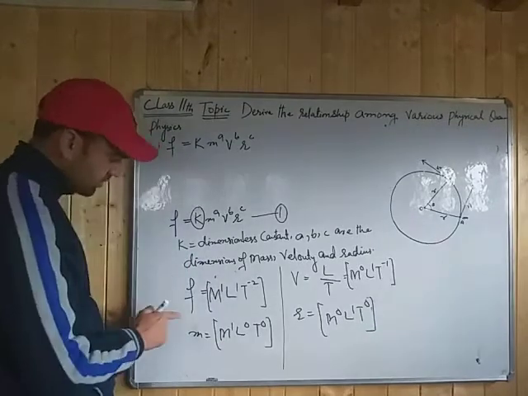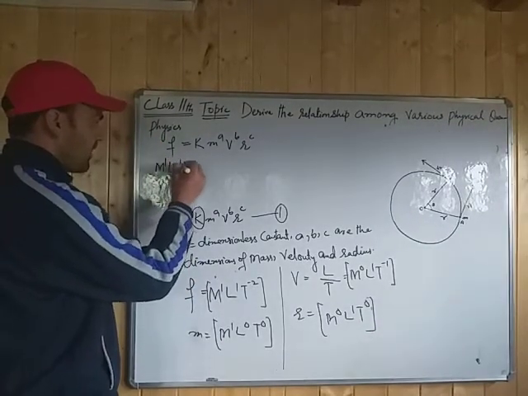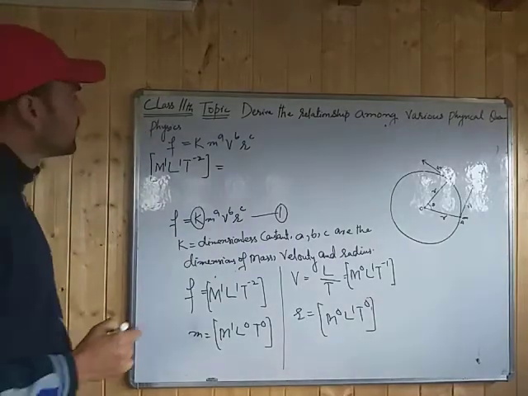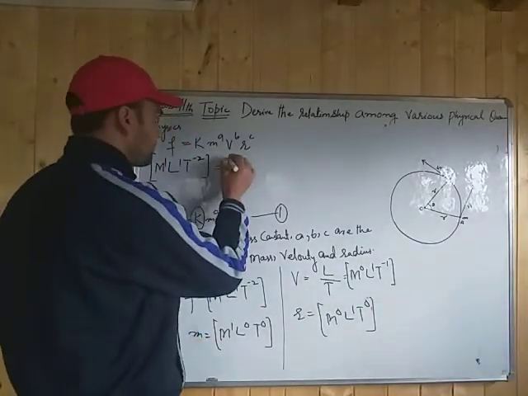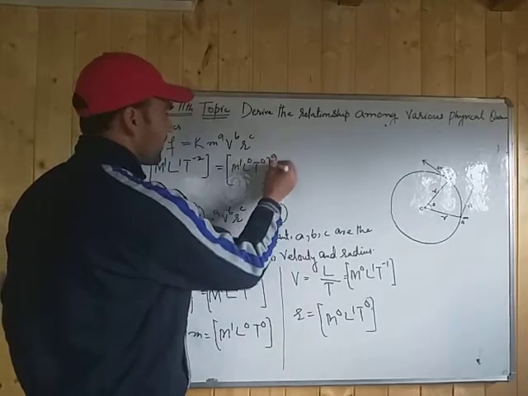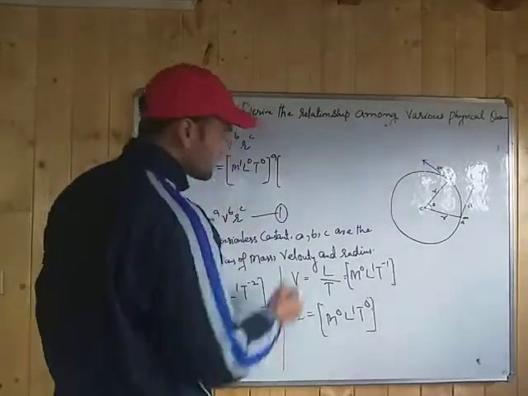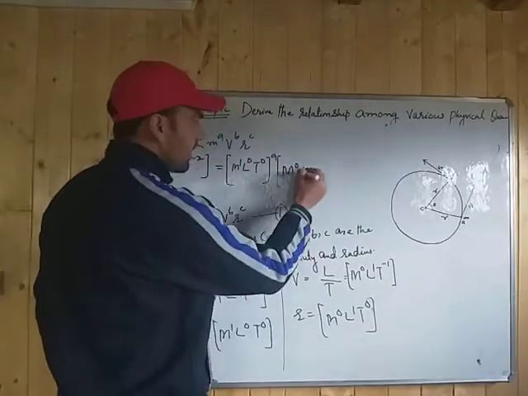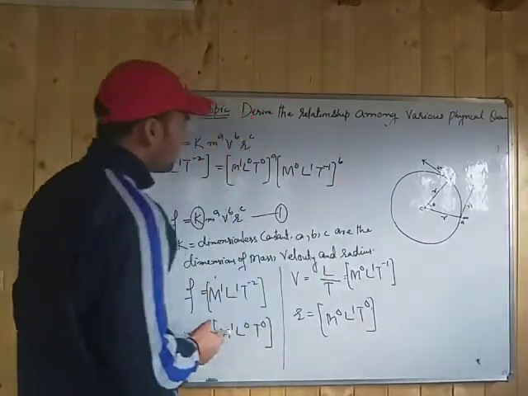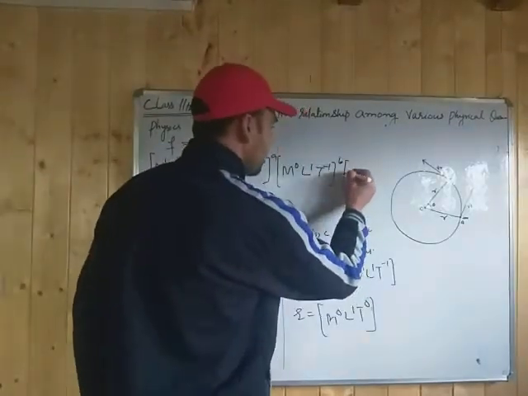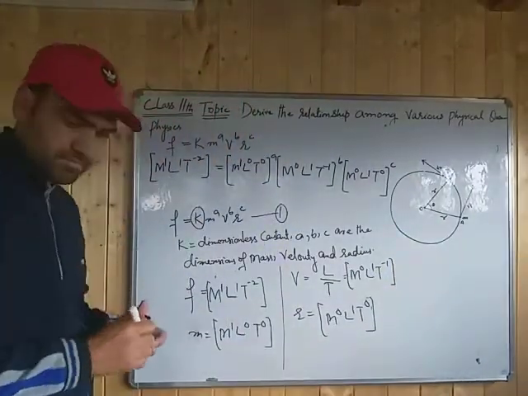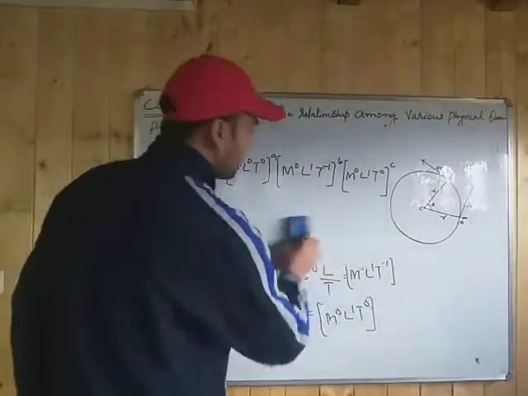We can write the dimensions of force as M1 L1 T raised to power minus 2, which is equal to, since K is a dimensionless constant, the dimensions of mass, M1 L0 T0, raised to power A, the dimensions of velocity, M0 L1 T raised to power minus 1, raised to power B, and similarly the dimensions of R, M0 L1 T0, whole raised to power C. Now we will apply the principle of homogeneity.